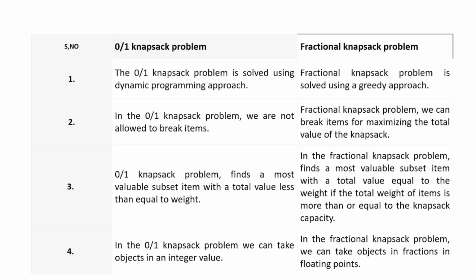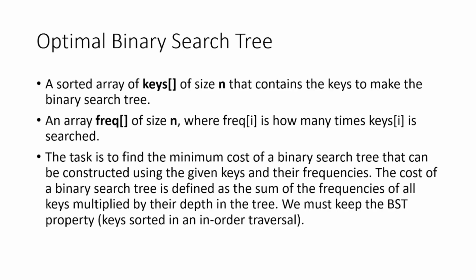The 0/1 knapsack problem finds the most valuable subset of items with total weight less than or equal to the capacity. Here the total weight is equal to the capacity if the total weight of the items is more than or equal to the knapsack capacity. In the 0/1 knapsack problem we have to take the objects as integer values. In the fractional knapsack problem we can take the objects in fractions as well as floating points.